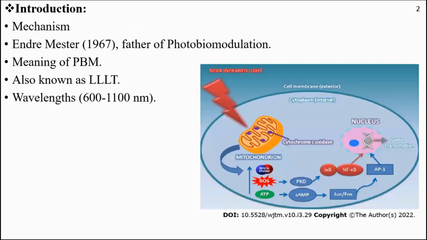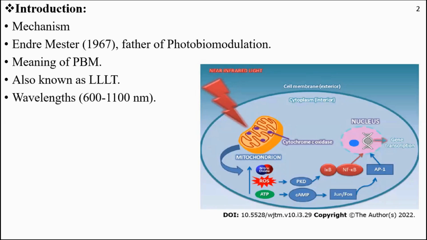So I'm working on photobiomodulation. At first we should know the meaning of photobiomodulation. Photo means light, bio means biological tissue, and modulation means alteration. In 1967, Henry Mester, a scientist, was working with tumor cells using lasers, and he found that hair cells grew on the tumor cells. That is why he is well known as the father of photobiomodulation.